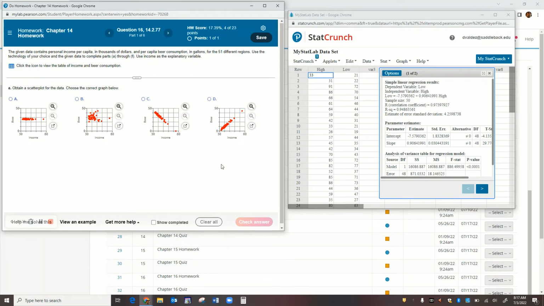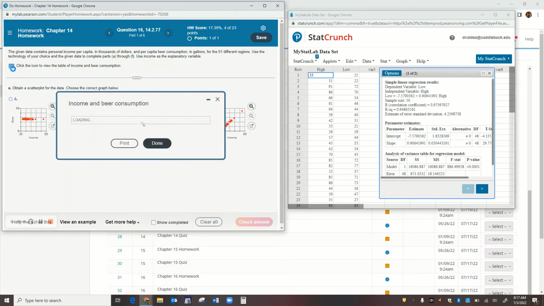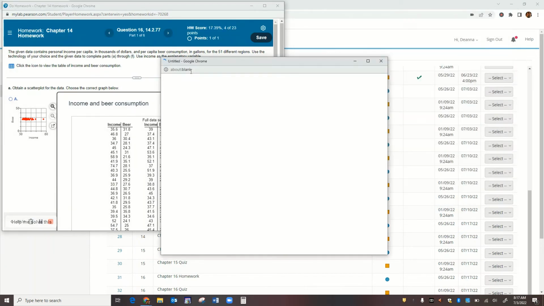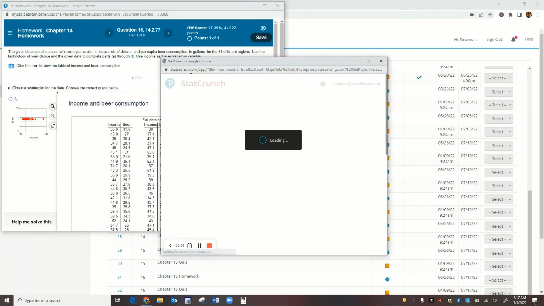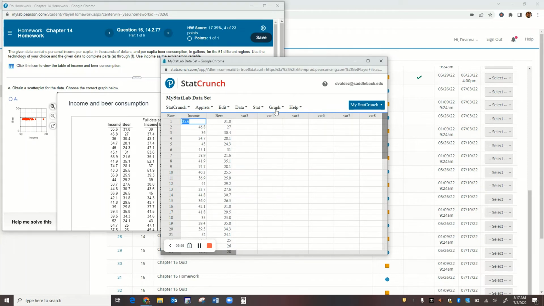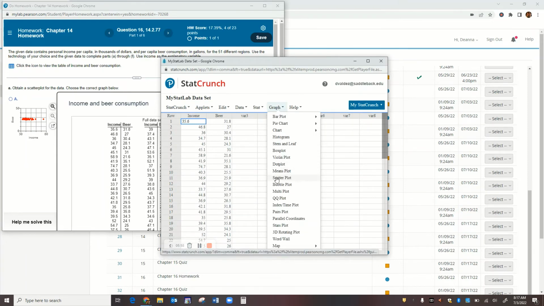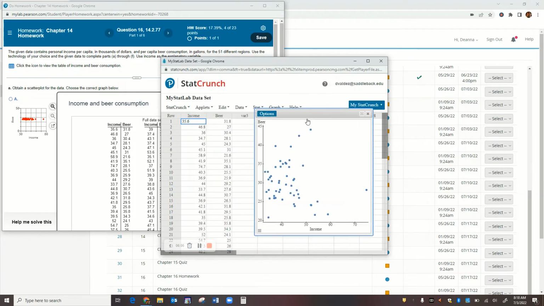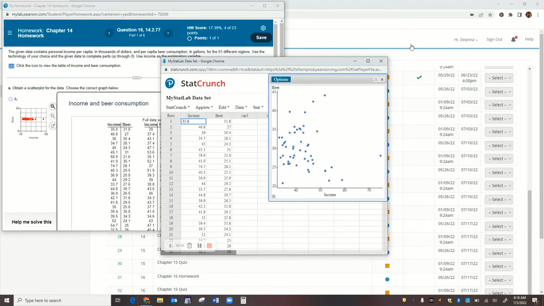Here we have data for personal income per capita and per capita beer consumption. So here's the table, and they want us to use income as the explanatory variable. So let's open this in StatCrunch and get the scatter plot. So graph, scatter plot. Income is explanatory. Beer consumption is going to be the y variable. And here it is.